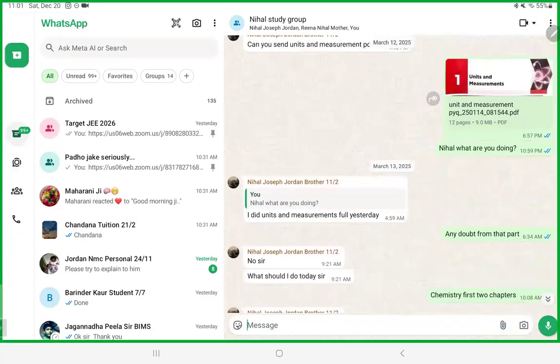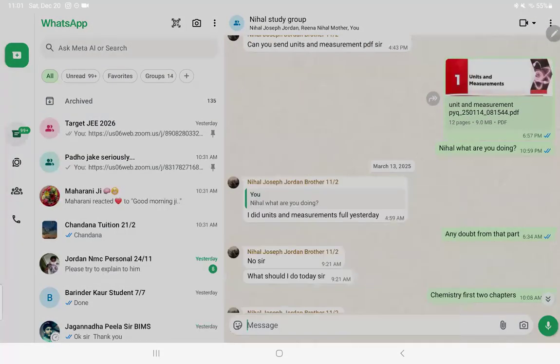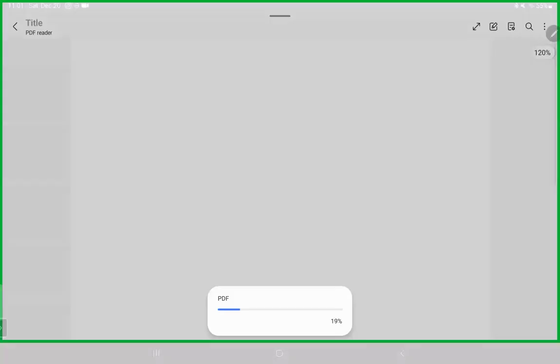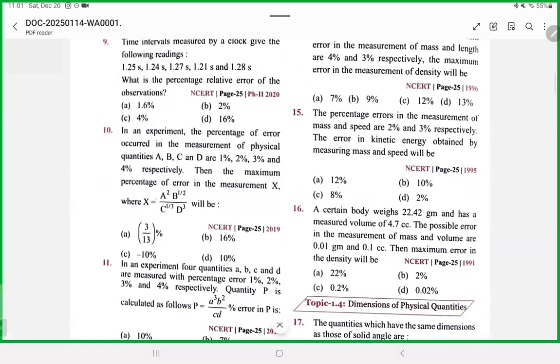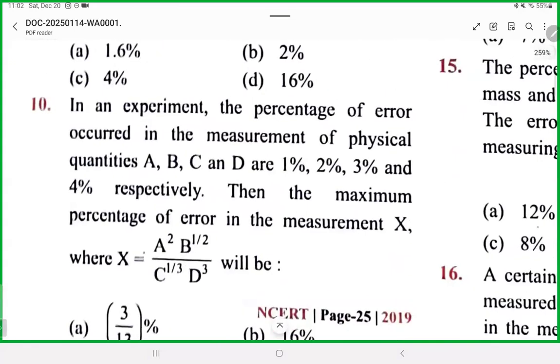Unit and measurement. Let me see the exact question. What we used to do there. In an experiment, the percentage of error occurred in the measurement is maximum. That was the error percentage, yes. Correct? Only for the error.